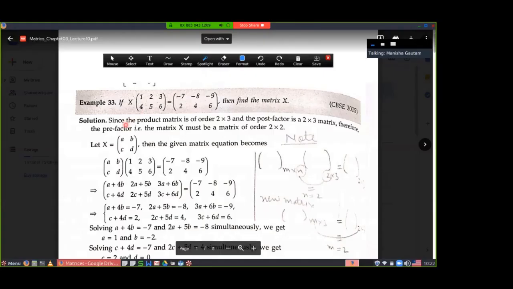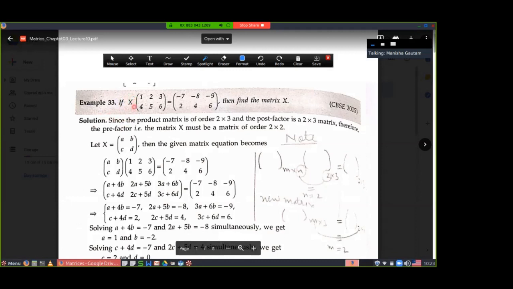Good morning, students. Let's discuss a few important questions of chapter 3. These are in the miscellaneous exercises. Here is a question where you have to find the value of a matrix.